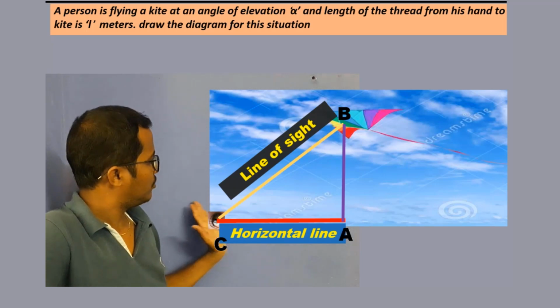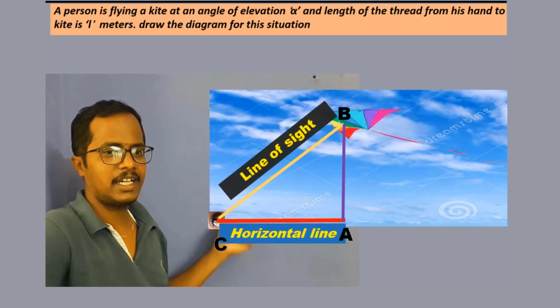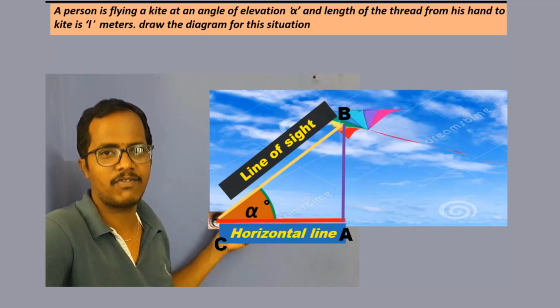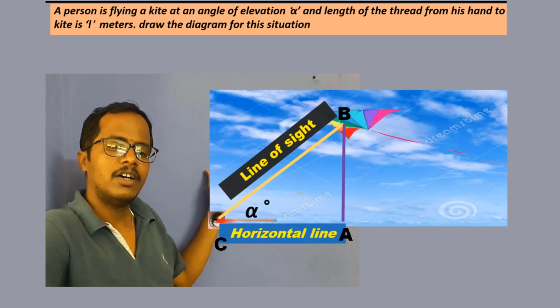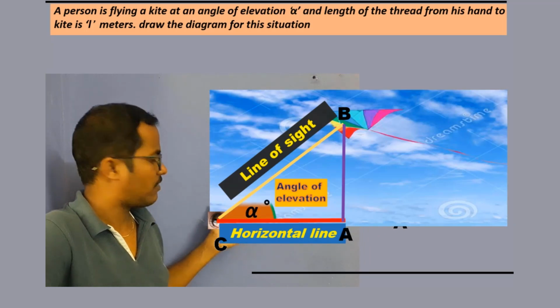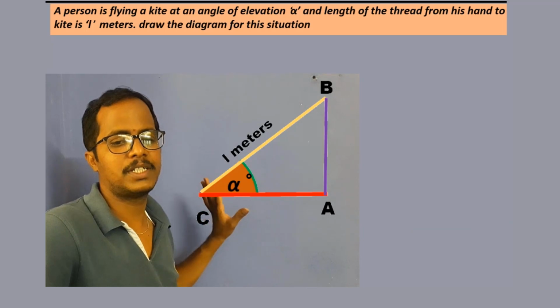Now here, between the ground and the thread, an angle is formed, which is known as the angle of elevation, and which is given as alpha here. So let us write the alpha. Let us represent the alpha angle here. So let us remove the pictures from this.